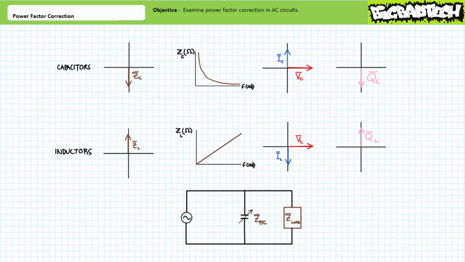Keeping with this theme, a power factor corrected circuit is one in which the reactive power of a fixed load is counteracted by an equal yet opposite variable reactive element such that total apparent power is directed solely towards real power and none of it towards a reactive interchange.